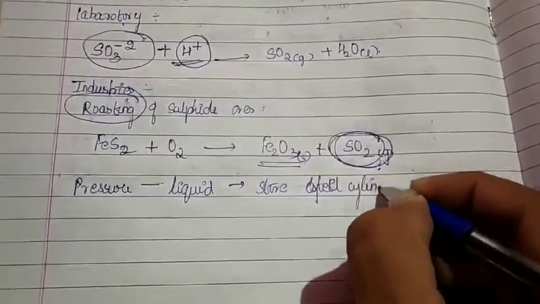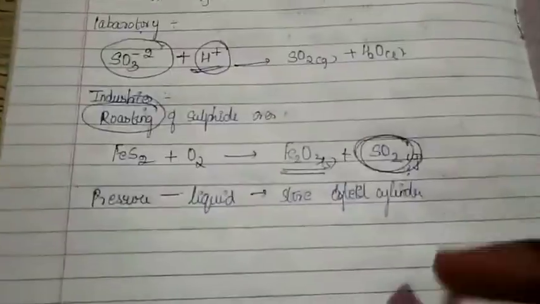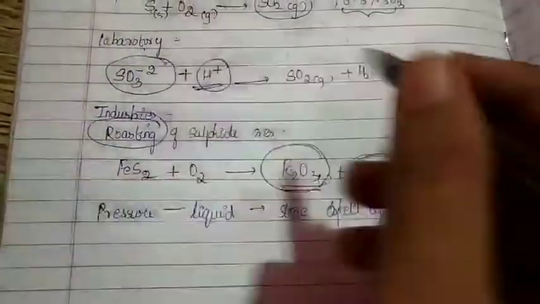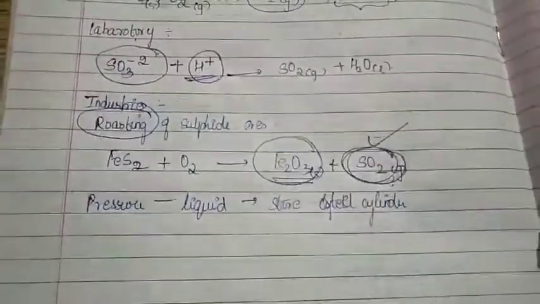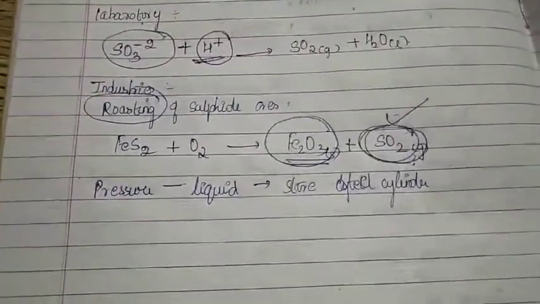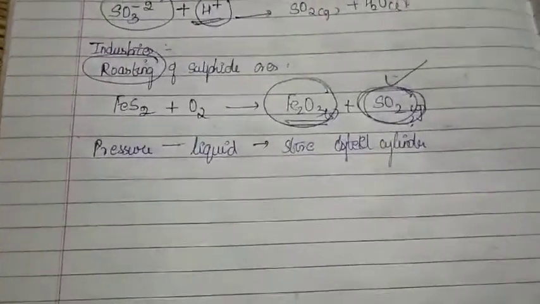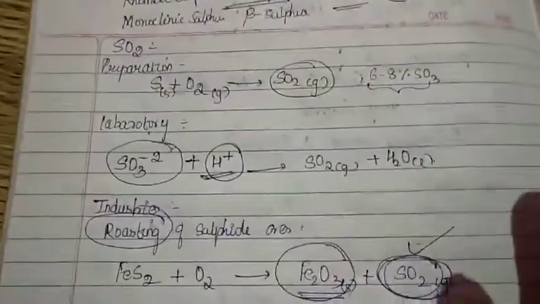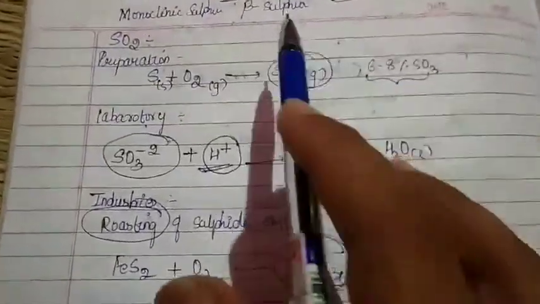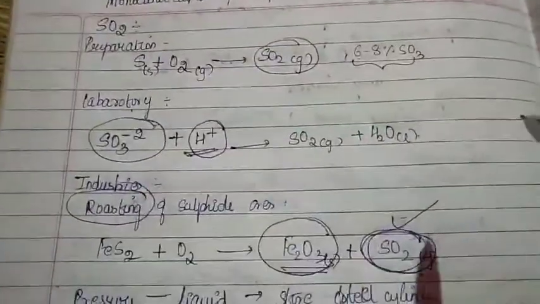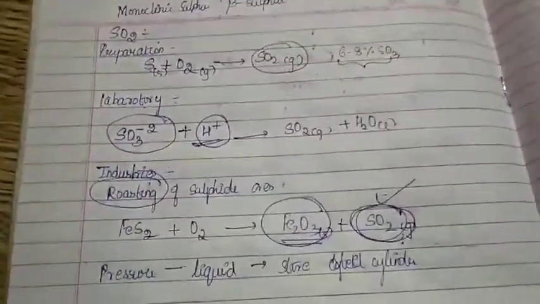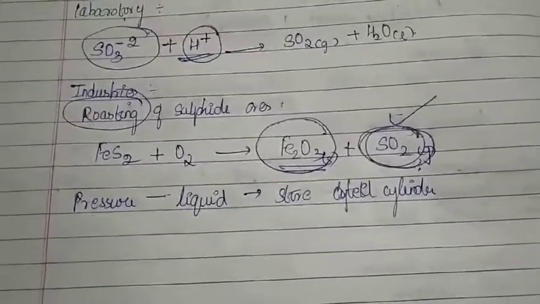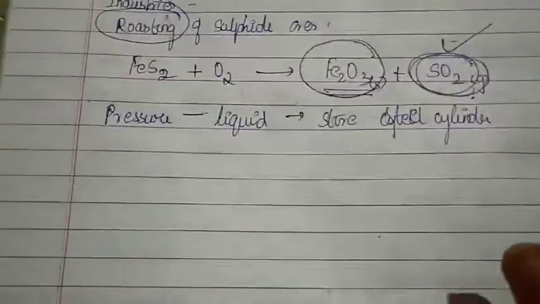So in the same process, of course, they are also concentrating the ore, and along with the concentration of the ore, they are also producing SO2, which is kept in steel cylinders after pressurizing it. So these were the three important preparations of SO2. First, by burning sulfur directly in the presence of oxygen. Second, in the laboratory, by treating sulfite with dilute sulphuric acid. And third, in industries, by the roasting of sulfide ores.